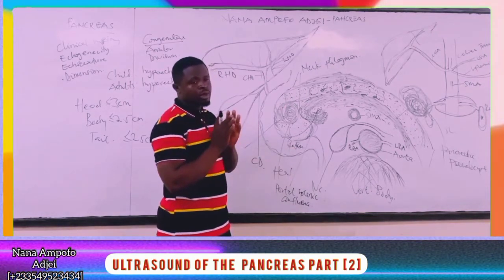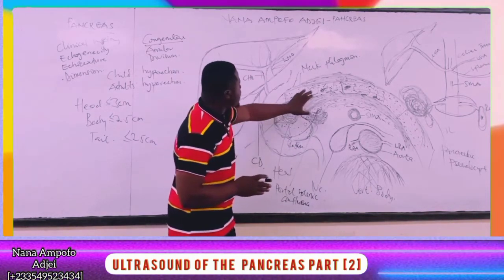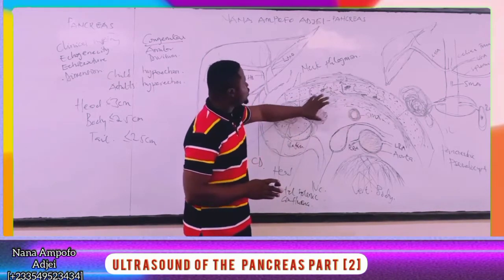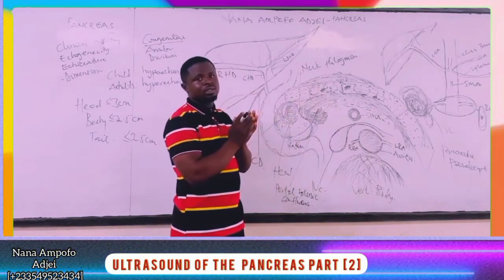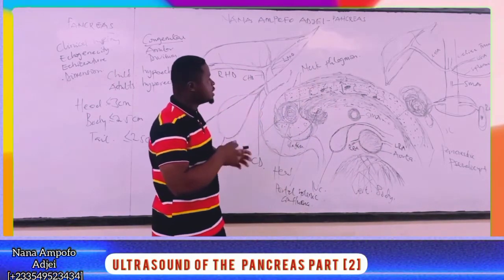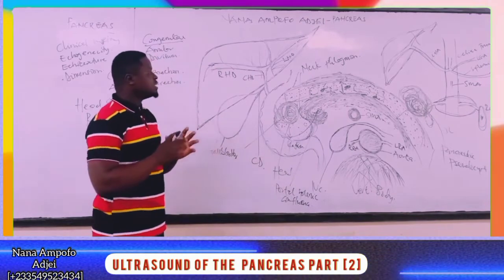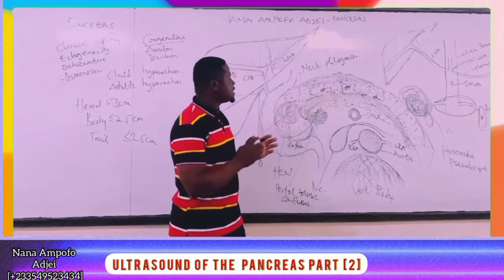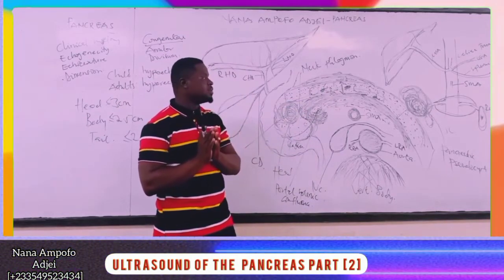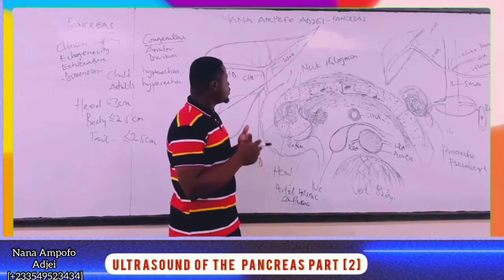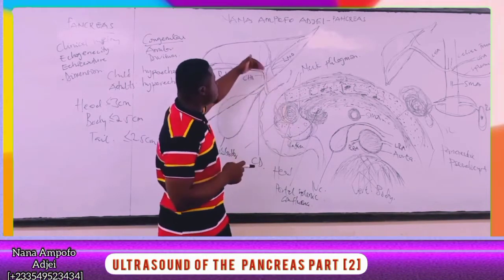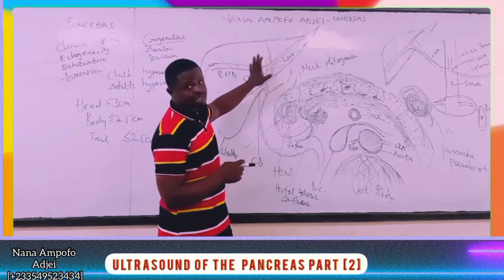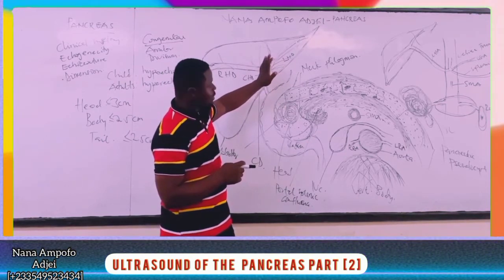Okay, so immediately you look out for the size, the dimension. You measure the head, the body, and then the tail. And if it is greater than the expected value ranges that we know, then it should tell you that there's something going on. You check for calcifications within the pancreas. You check the pancreatic ducts, whether the ducts are dilated or within normal limits. Then you also check the head of the pancreas, and check the liver, whether the intrahepatic ducts have become dilated.